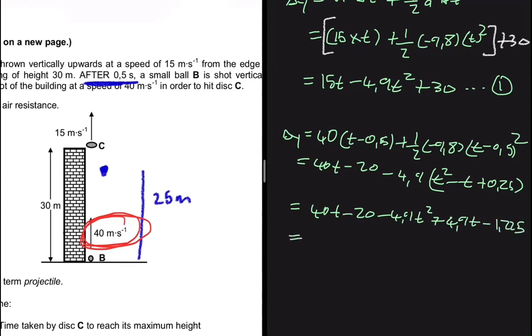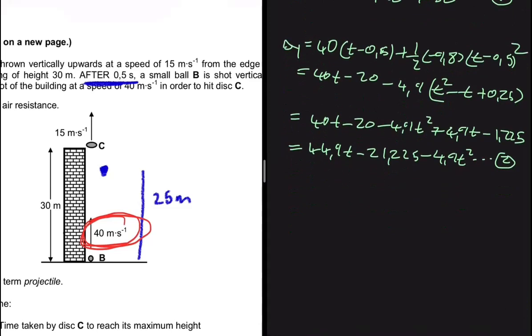So 40t plus 4.9t, that will be 44.9t, and then minus 20 minus 1.225, that will be minus 21.225. And then we have minus 4.9t squared. And then this is our equation 2, right? So now we can say that equation 1 is equal to equation 2.